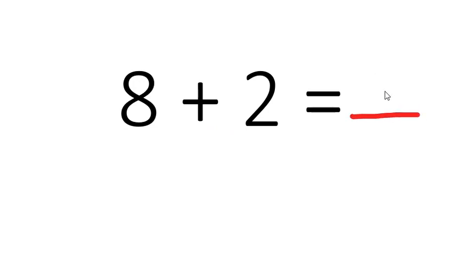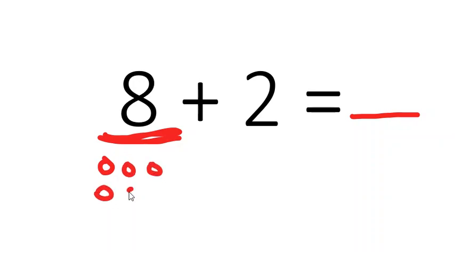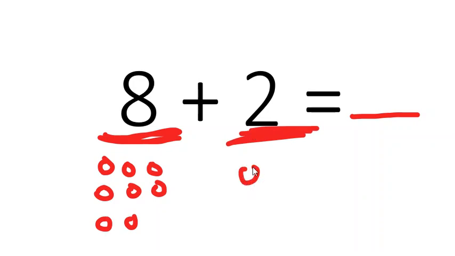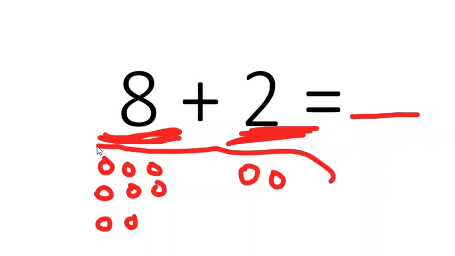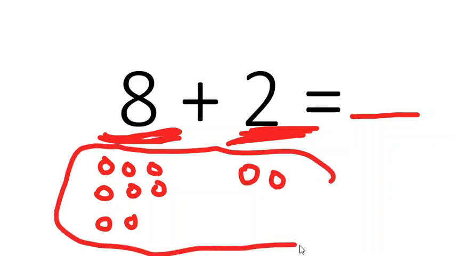We need to find the missing number here. Right here, I can see that my first number is number 8. So I have to make 8 little circles. 1, 2, 3, 4, 5, 6, 7, 8. I looked at this number here and it's telling me that I have to make 2 circles. 1, 2, and my last step again is to add all of them together.